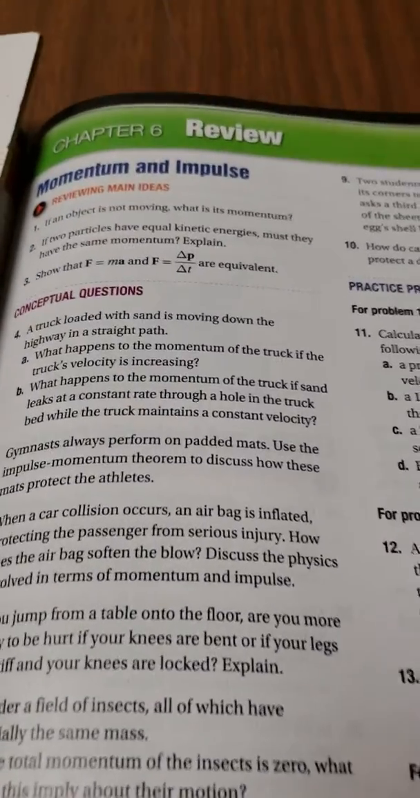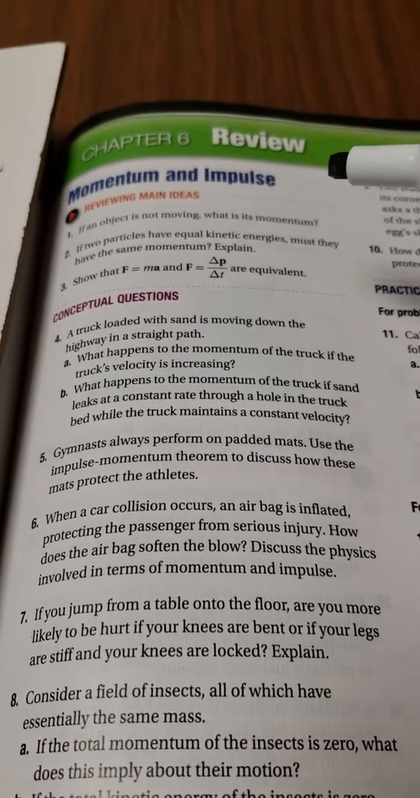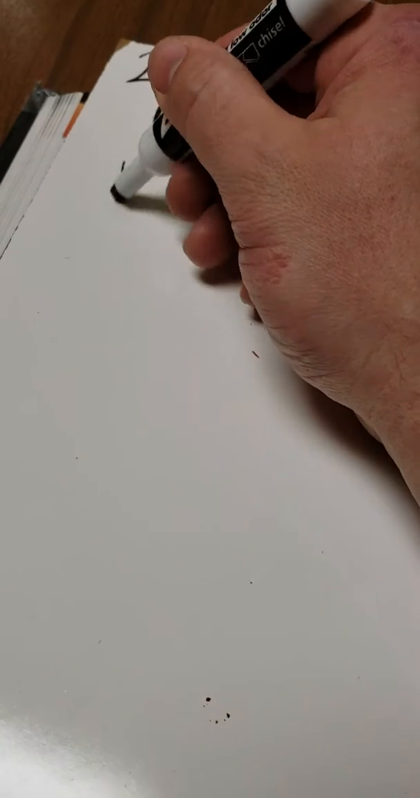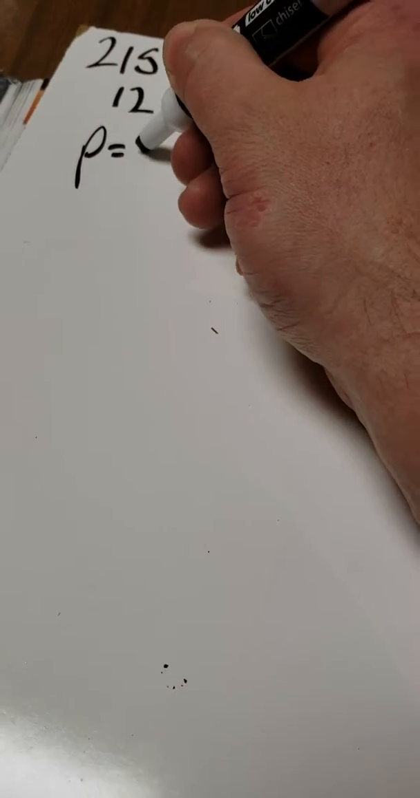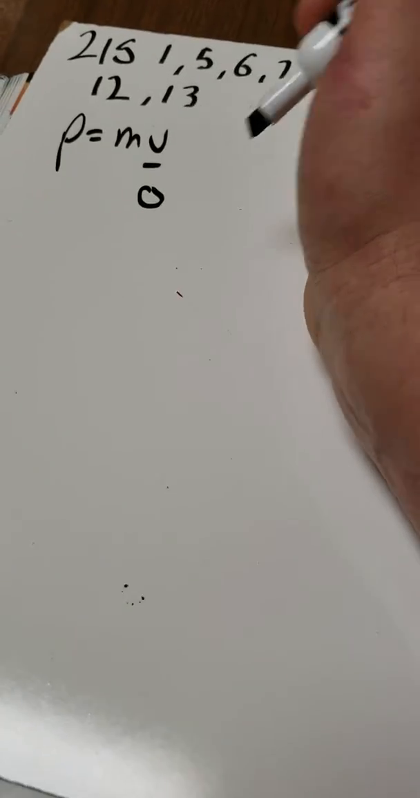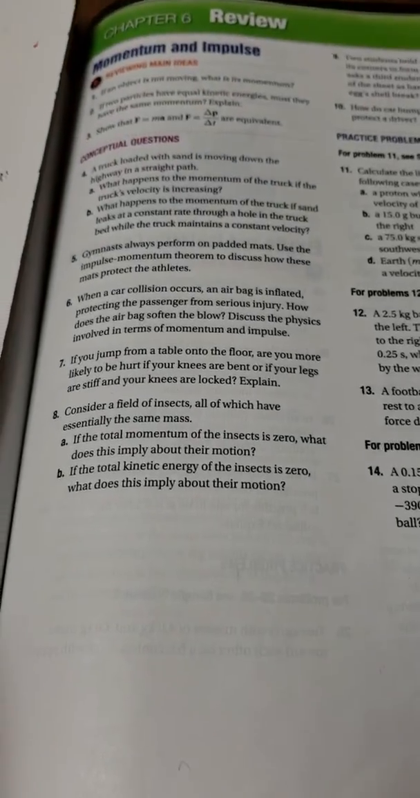All right, here we are. We're working on the Chapter 6 review. We're talking about momentum and impulse today. And number one, if an object is not moving, what is its momentum? Well, if momentum equals mv, and your velocity is 0, guess what your momentum is? It's 0.